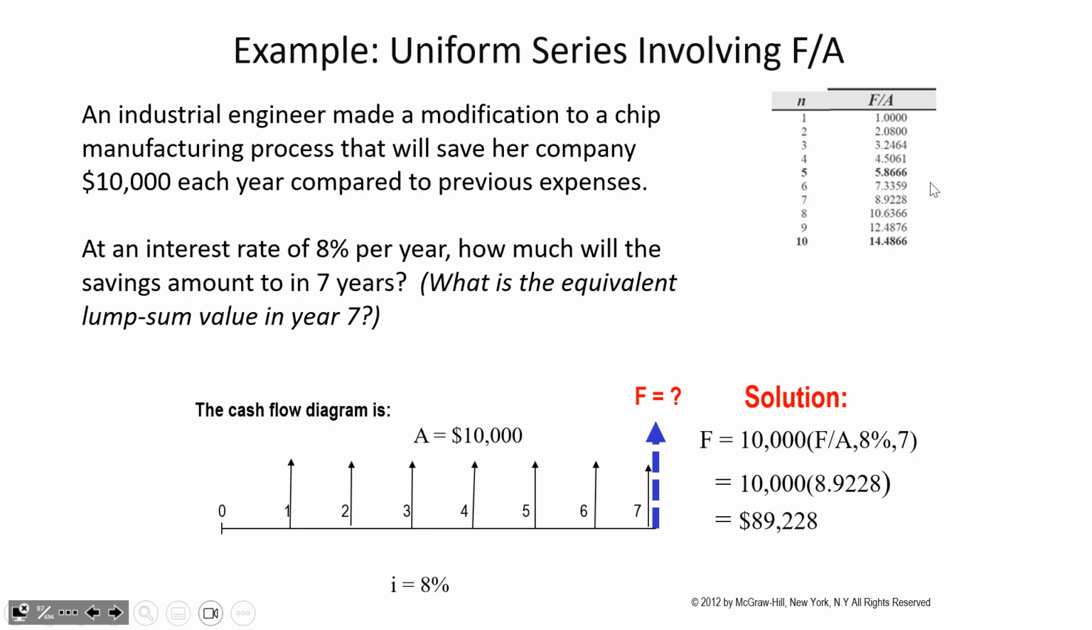Take it to year 7 and so on. So $89,228, 1, 2, 3, 4, 5 digits of precision. If we had done the equation method instead of the factor method, then we could have reported accurately to the nearest penny. But if we use the table lookup values, then we have to be sensitive to how many digits we had in our factor. So F is in the same year as your last annual amount.